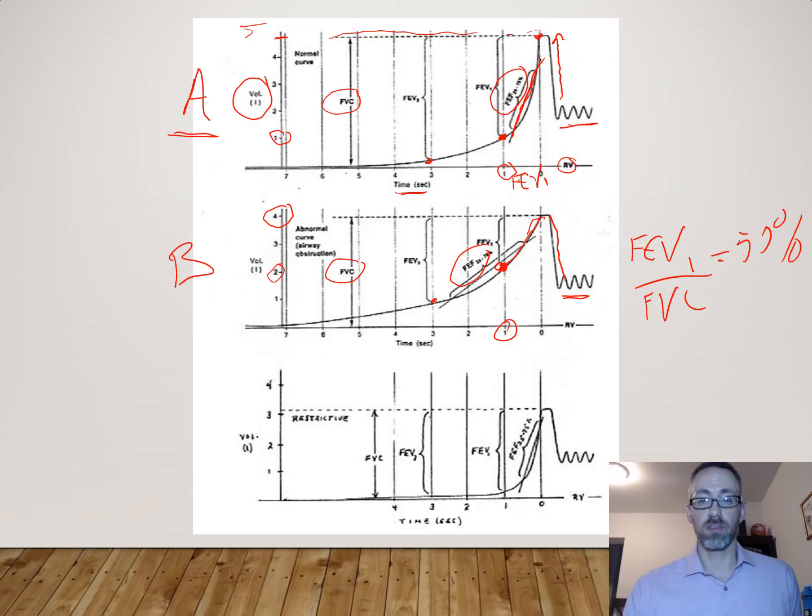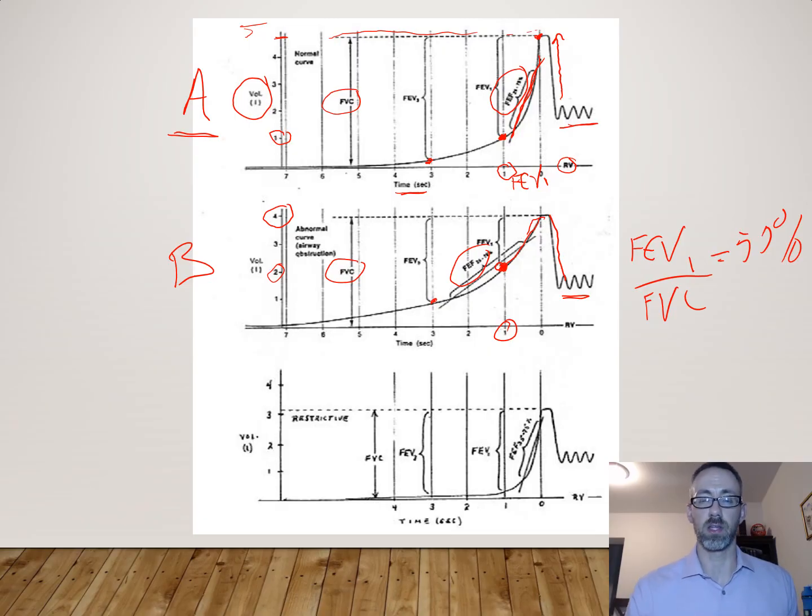It's obstructive for this reason. When he breathes in, remember, it's easier to breathe in when it's obstructed. And then when he tries to exhale, he has a hard time getting the air out because of the resistance to that airflow. So he's struggling to get the air out, so not as much air is leaving at 1 second. Not as much gets out at 2 seconds and 3 seconds. It's taking a lot longer to get the air out because there's obstruction to that flow.